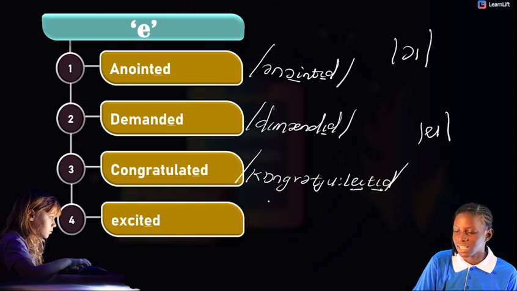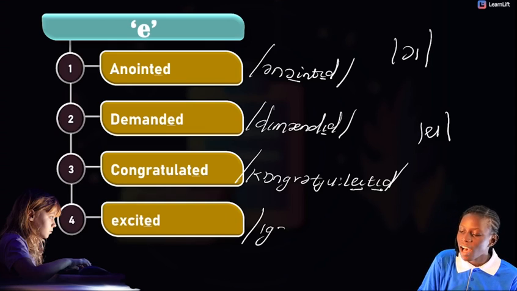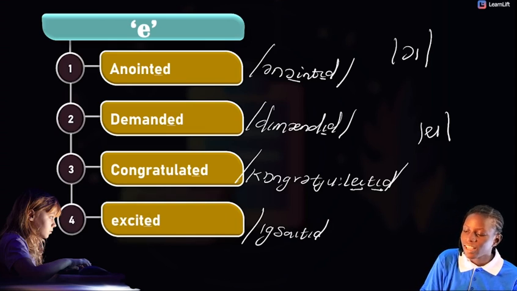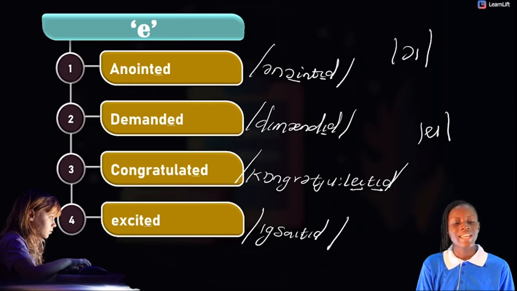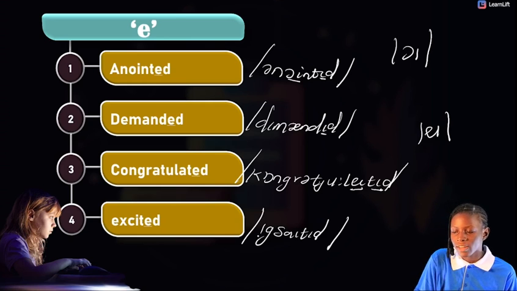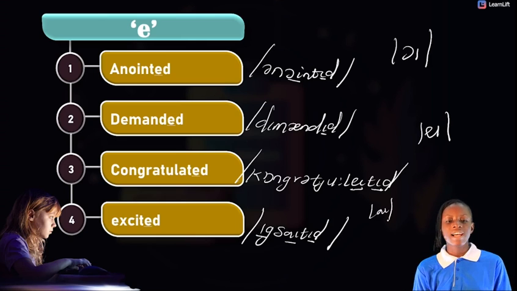Okay. Next example, we have excited. Excited, transcribed as this. Actually, I have a double E sound there. We have the first E sound here, E, and then tit. Excited. Now this is a diphthong called I.